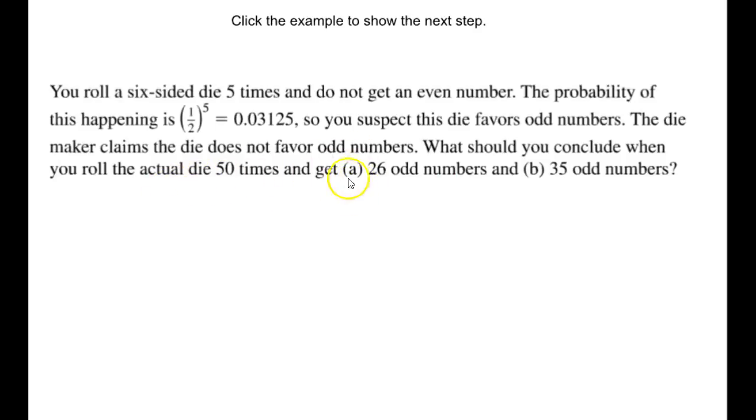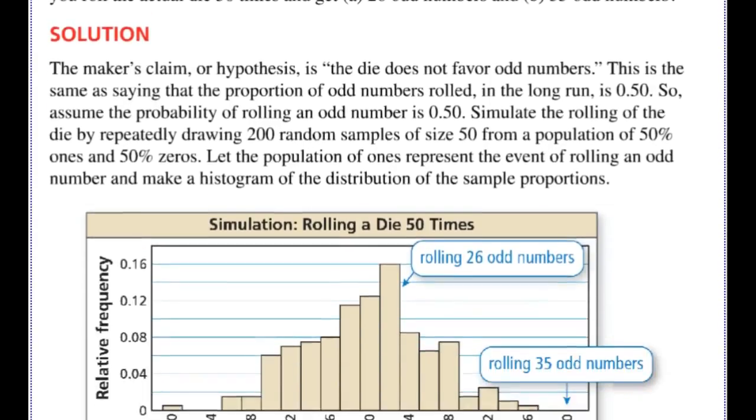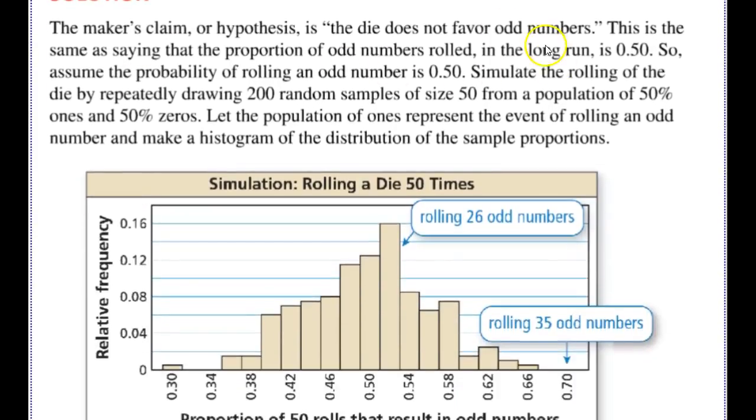And then here's our first claim. We get 26 odd numbers and then 35 odd numbers. So let's look at A first. The maker's claim is that the die does not favor odd numbers. So this is just saying that the proportion of odd in the long run is going to be 50%. If it doesn't favor odd numbers, it's a 50-50 chance. So we'd want to assume that the probability of rolling an odd number is 50%, right? We're going to just make that assumption based on this claim.